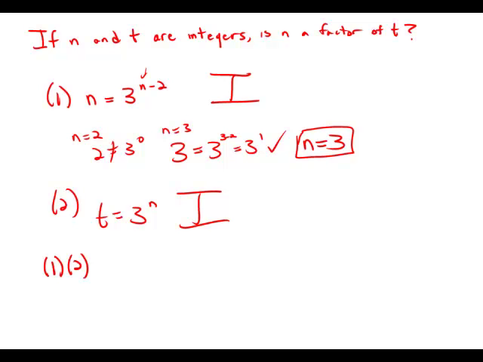And what's particularly powerful now is, from statement number 1, we know n equals 3. We did the work to figure that out. Well, we'll just plug that right in. If n equals 3, t equals 3 to the 3. 3 to the 3 is 27. And so now the question is, is 3 a factor of 27? It certainly is. So now we have sufficient information to answer the question when the statements are combined. So this is answer choice C.